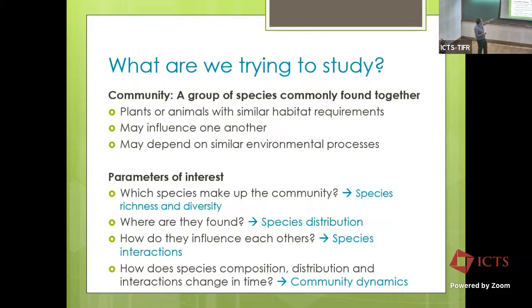It could also be related to different species interacting with each other. Just now we were talking about different kinds of relationships. So species interactions can also influence distribution of species. And finally, these may be things that we're thinking about in a particular snapshot in time. So we are really looking at spatial patterns.